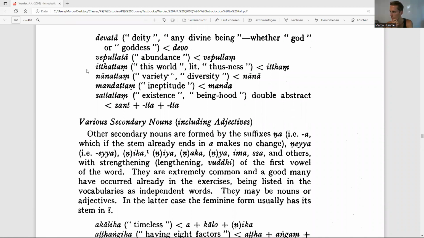Vipullang leads us to Vipullata, abundance. Ittang changes to Ittatang, this world, literally thusness. Nana to Nanatang, variety, diversity. Manda to Mandatang, inaptitude. Satta, double abstract, so sant plus ta makes it Sattatang, existence, literally beinghood.